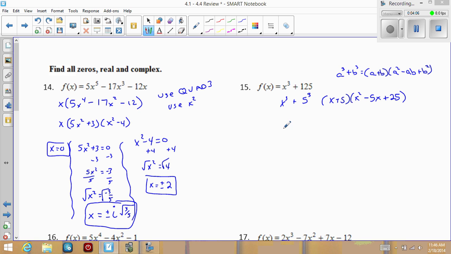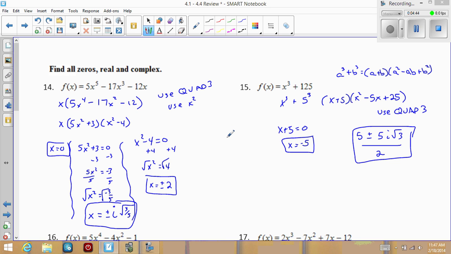Now, the first term we set equal to 0, and we get x equals negative 5. The second factor, every single time you do the sum of cubes, difference of cubes, that quadratic that we get here from the second factor is always your complex. So we use quad 3 on the calculator, and when we do that, we will get 5 plus or minus 5i times the square root of 3 over 2.